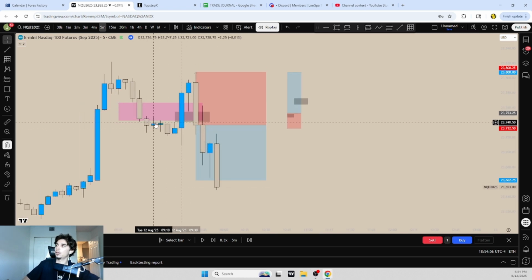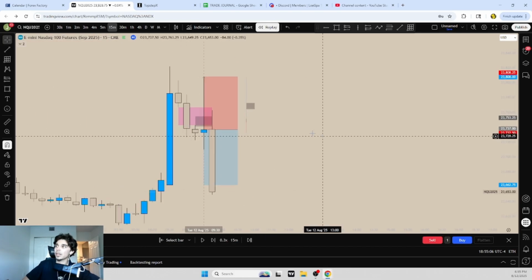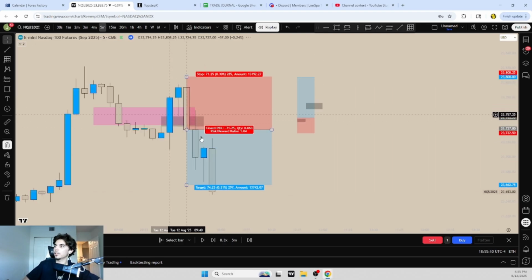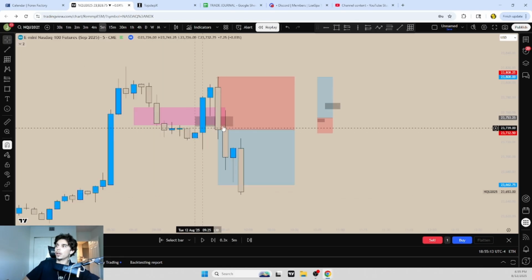What do we get? We get an accumulation zone, manipulate higher into a 15-minute fair value gap. And it looks like we inversed it, but if we come to the 15-minute, a 15-minute fair value gap has to get inversed on the 15-minute. We clearly respect it, right? So you manipulate into this 15-minute fair value gap, and then we shit the bed lower.